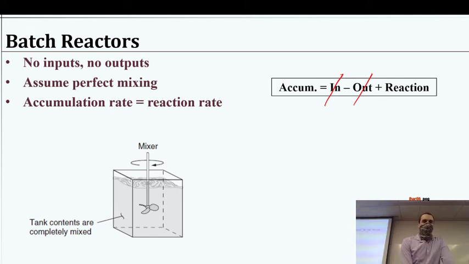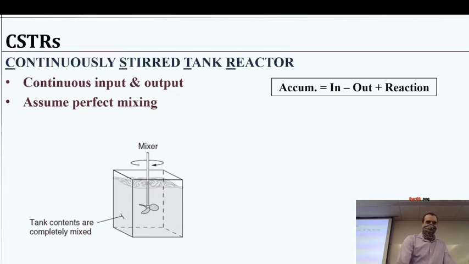Okay, for the reactors, typically we're going to stick with what we're going to assume to be ideal reactors. So we're assuming that there is perfect mixing. We don't have to worry about any mixing issues. So ultimately the accumulation rate becomes that reaction rate. And it's literally a stirred vessel. It could just be a jar or something. All right. Next would be this continuously stirred tank reactor. Again, several names. Our book uses CSTR. I'll use CSTR. This is basically the one with continuous flow.